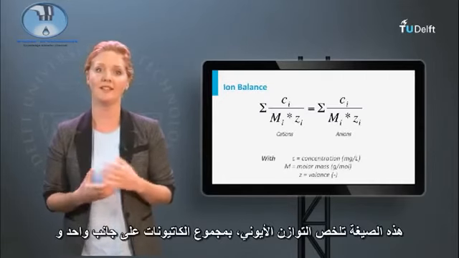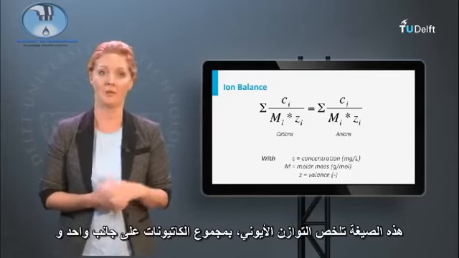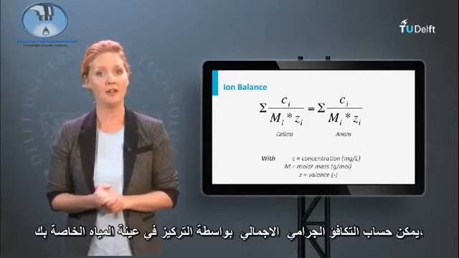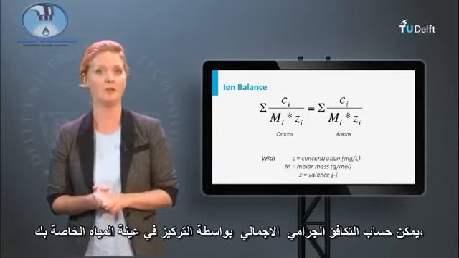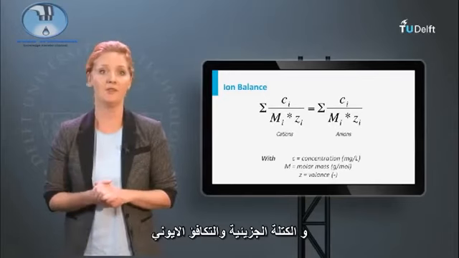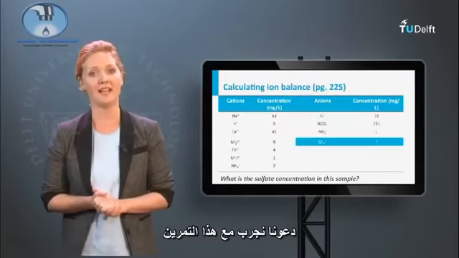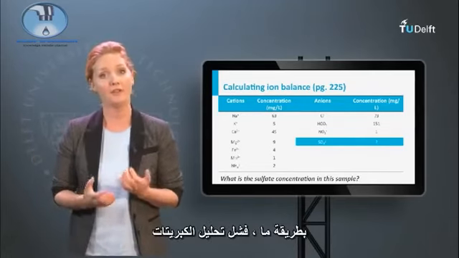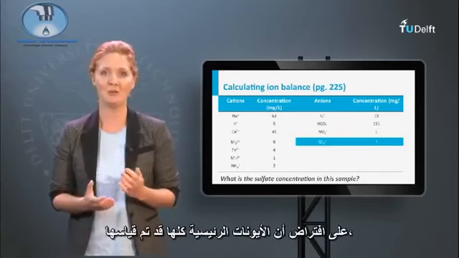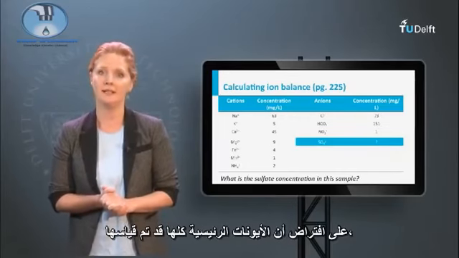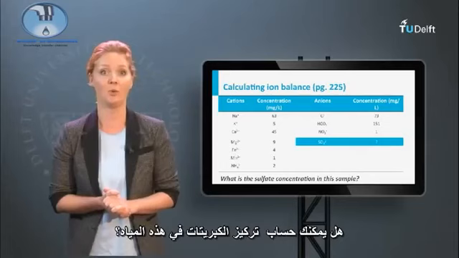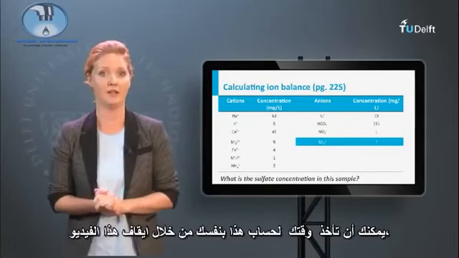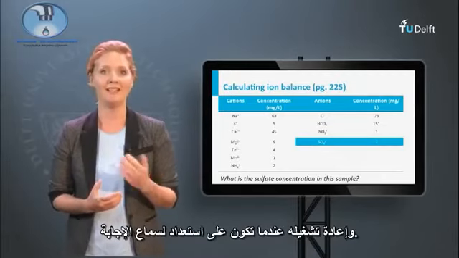This formula summarizes the ion balance, with the sum of cations on one side and the sum of anions on the other side. The milliequivalents can be calculated with the concentration in your water sample, the molar mass, and the valence of the ion. Well, let's practice with an exercise. This slide depicts the water composition of a sample. However, the sulfate analysis failed. Assuming that the major ions have all been measured, can you calculate what the sulfate concentration in this water is? You can take the time to calculate this for yourself now by pausing this video. Restart it again when you're ready to hear the answer.